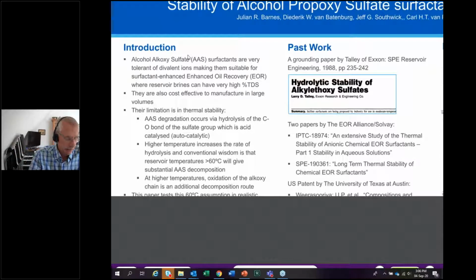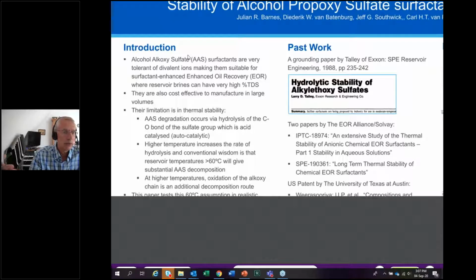The second is they're very tolerant to divalent ions, mainly calcium and magnesium. These ions can be very high in the subsurface in reservoirs. Surfactants such as LAS or internal olefin sulfonate are not tolerant to those magnesium and calcium ions and precipitate, whereas the alcohol propoxy sulfate stays in solution, so it's soluble in the presence of those ions.